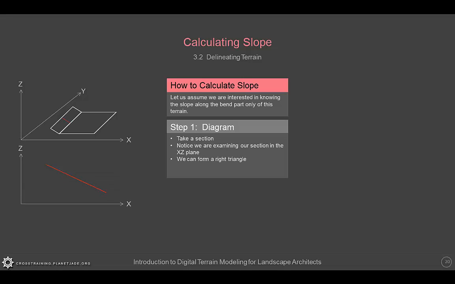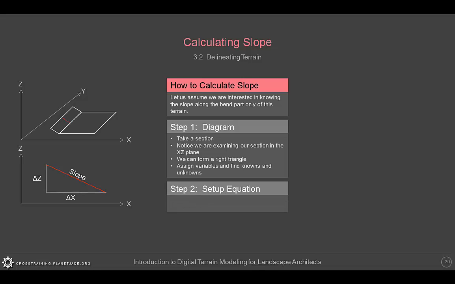And looking at this, we can immediately see that we can form a right triangle. And after forming our right triangle, we can begin to assign variables and find knowns and unknowns. So we're going to denote the x part, or the run part, as the change in x, and we're going to denote the rise part as the change in z.